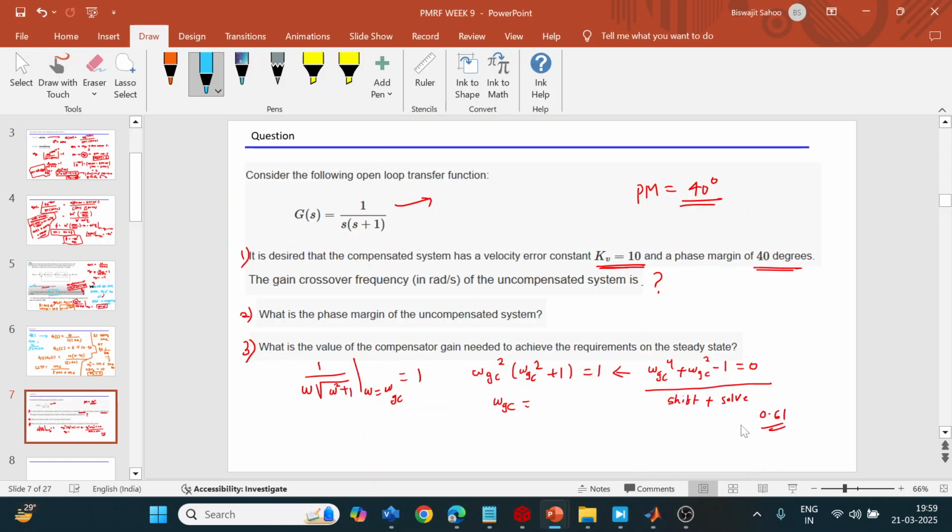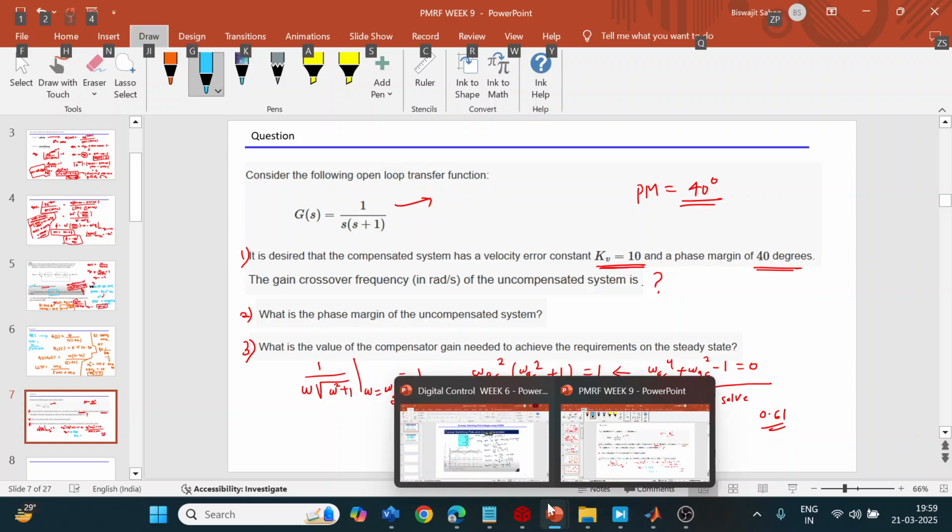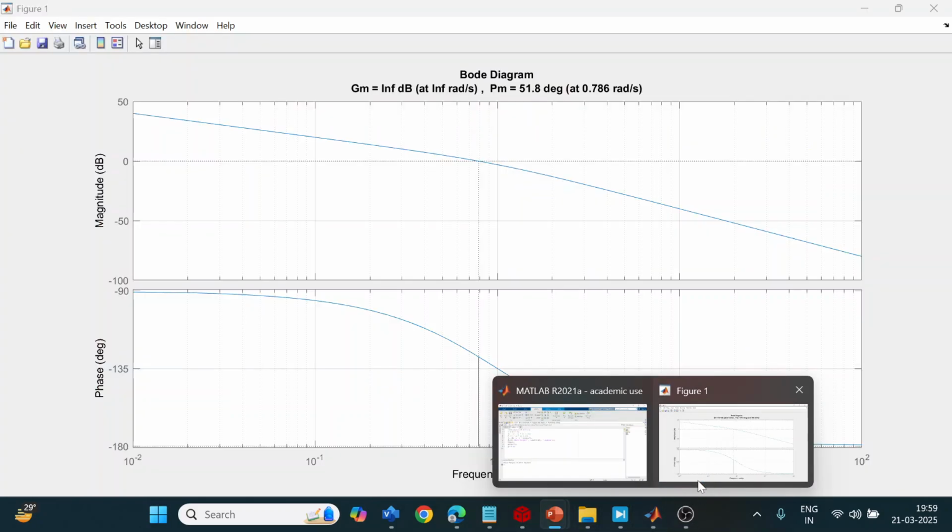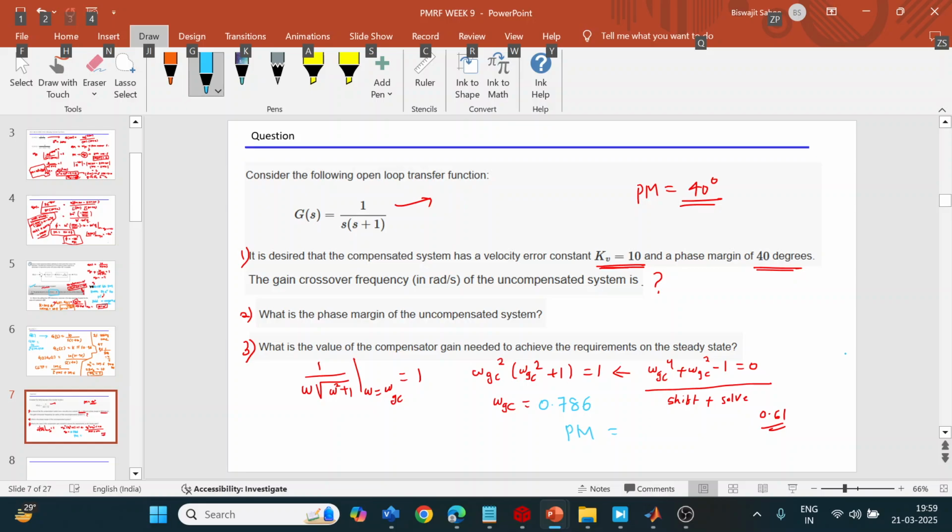Let me write down 0.786, and the phase margin I got for the uncompensated system is 51.8 degree. This is for the uncompensated system.